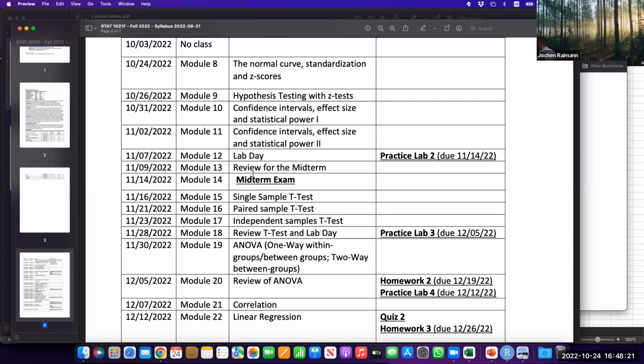Then we're going to do a lab day where we're basically going through some R exercises. That's going to coincide with practice lab 2. Then we're reviewing for the midterm, and the midterm is going to cover 1 through 10. You will see why I chose it that way, because right after the midterm we're getting towards the single sample t-test, and this is where the situation changes and things get a little bit more abstract in a way.